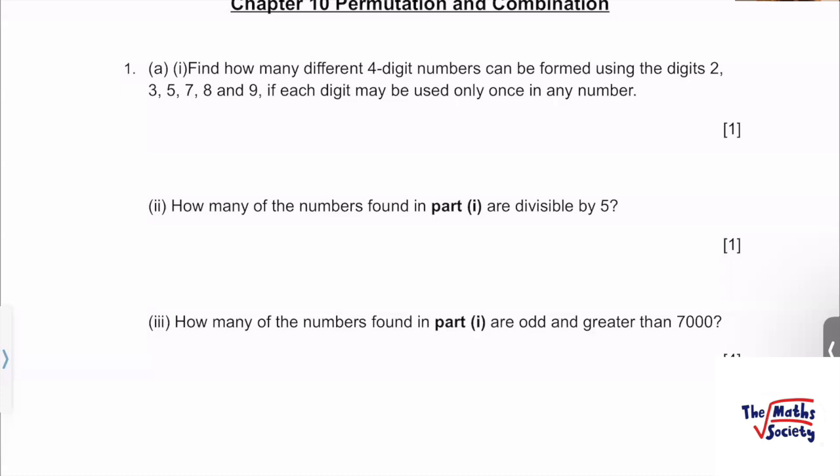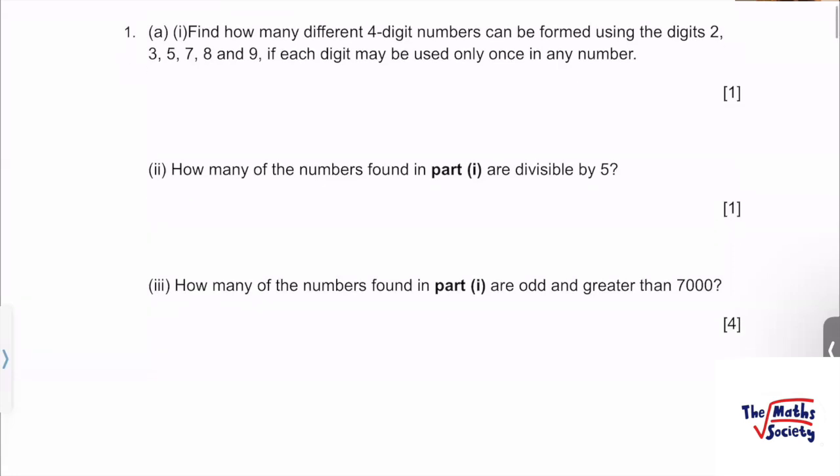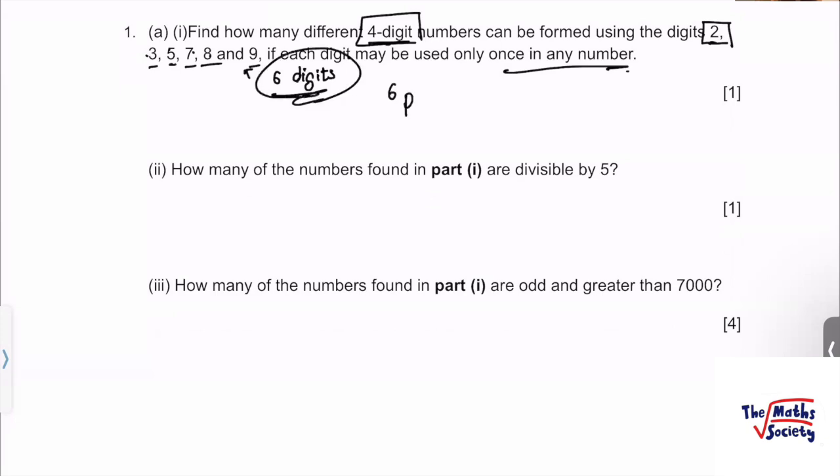Okay, so first of all, we have the very first question: how many different four-digit numbers can we form using the digits 2, 3, 5, 7, 8, and 9? So we have 1, 2, 3, 4, 5, 6. In total, there are 6 digits, right? And then they ask, from these 6 digits, how many four-digit numbers can you form, and you can only use each digit once in any number. So we know that it has to be a permutation. We have a total of 6 digits, 6P4, and you get 360, because you can only have four-digit numbers.